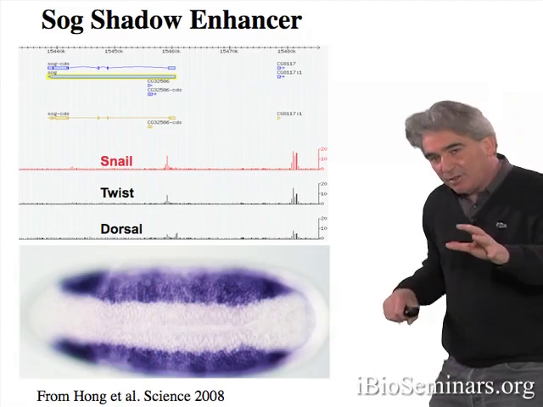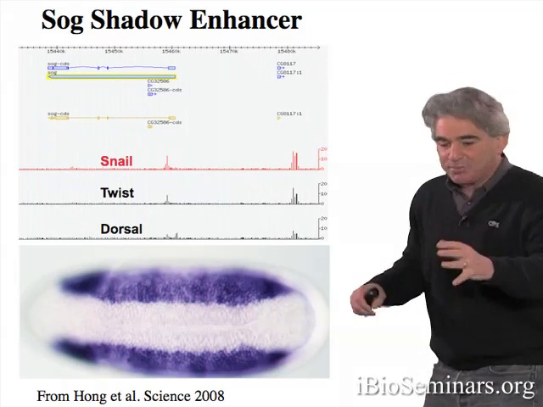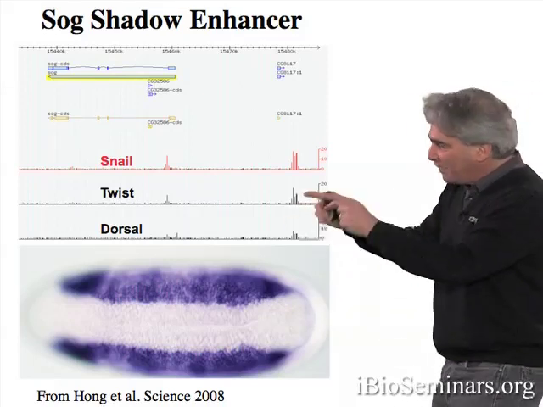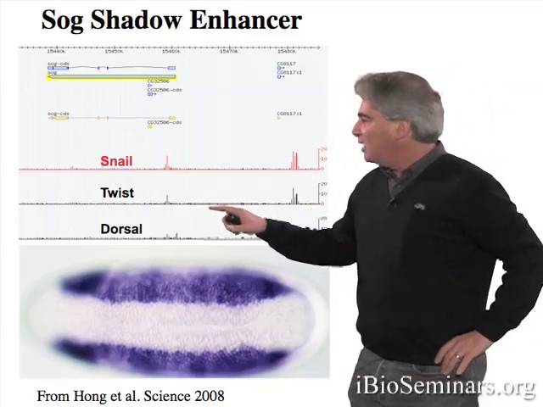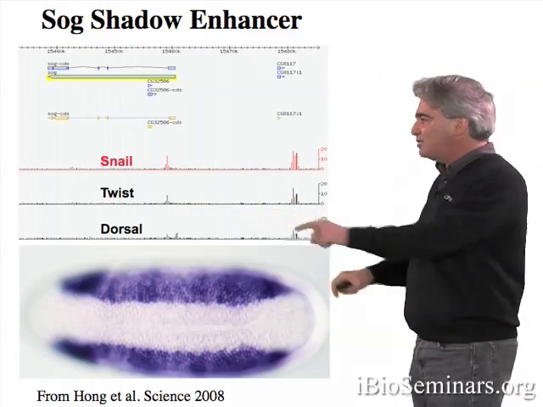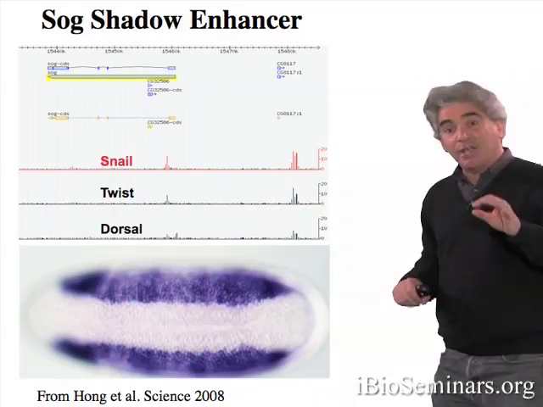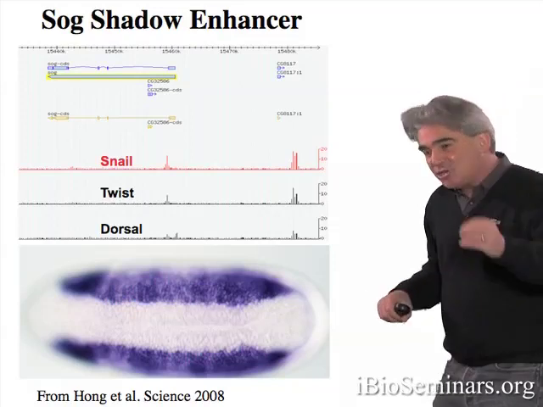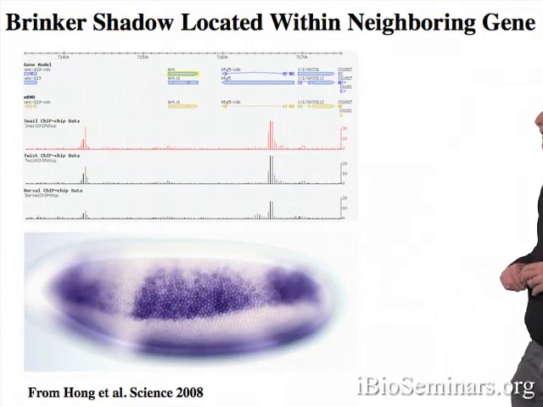Now this is different from what I discussed in the introduction regarding the Eve stripes. There you have separate enhancers for different stripes. In this case, we have two separate enhancers for the same pattern of expression. And we refer to the remote enhancer, the more distal enhancer, as the shadow enhancer. Shadow enhancers are sometimes found in really weird locations, like the introns of neighboring genes. And an example of that is shown on the next slide.